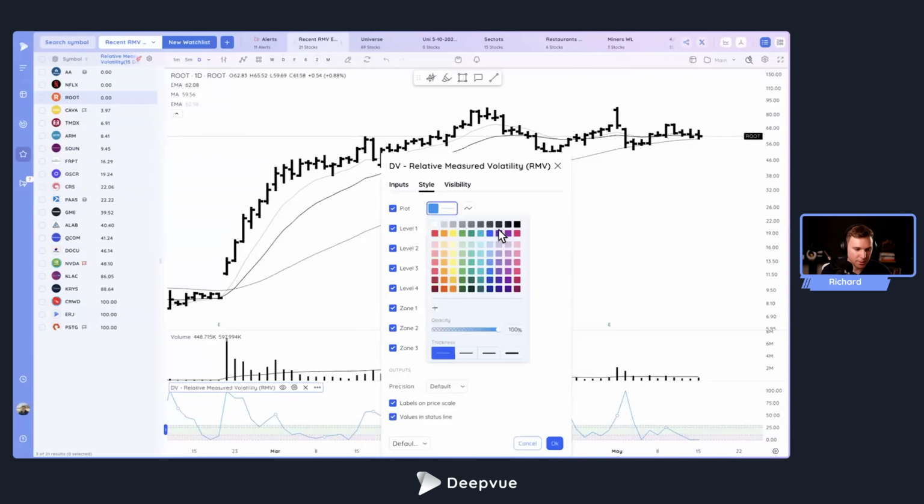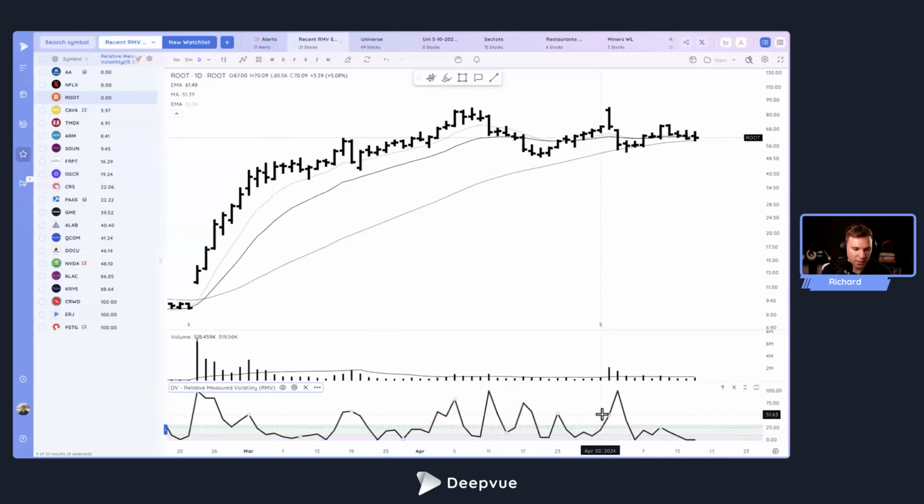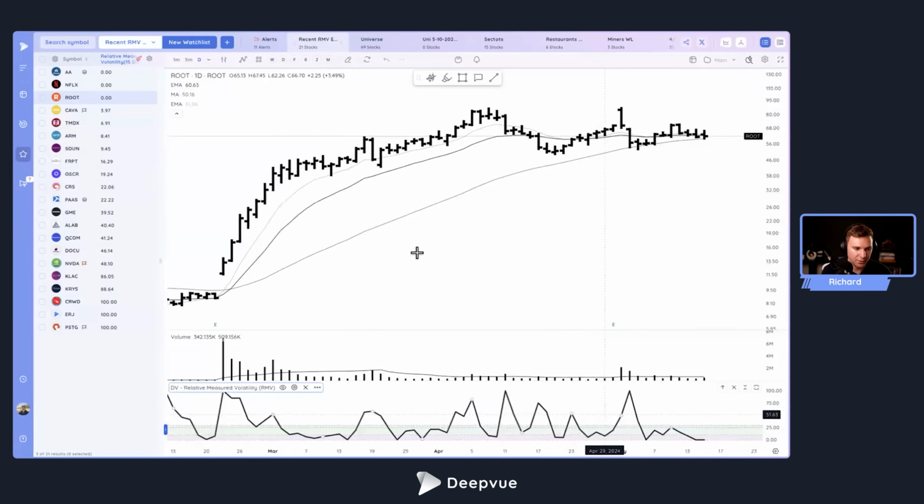And you can also adjust the plot, make it black, adjust the thickness, make it really pop. So that's in short how I set up RMV really nicely.